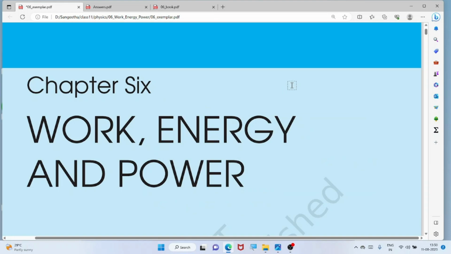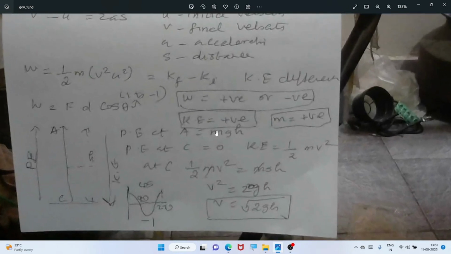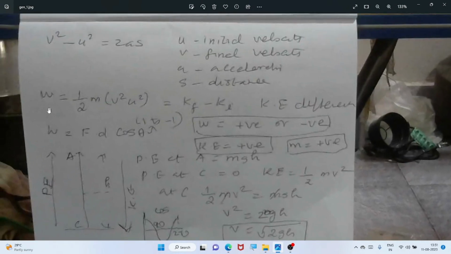Okay, we will go through the example problems in Class 11 Physics, Chapter 6: Work, Energy and Power. I will show you some equations. This is one of the kinematic equations: v² − u² = 2as, where u is the initial velocity, v the final velocity, a the acceleration, and s the distance. The work done is the difference in kinetic energy.